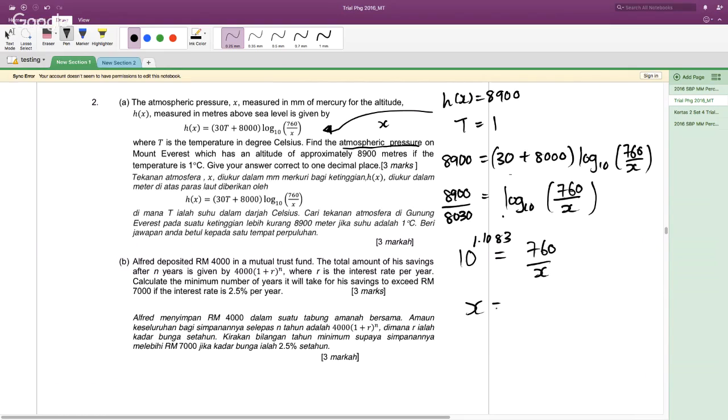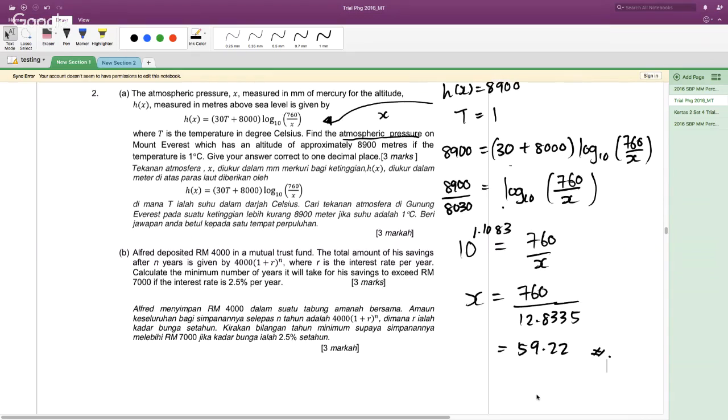So x basically equals 760 divided by my answer here. So I will say 10 to the power of the answer, which is 12.8335, and I divide 760 by it. So I will get x equals 59.22. All right, it's not too difficult. If you understand, this one is just substitution.